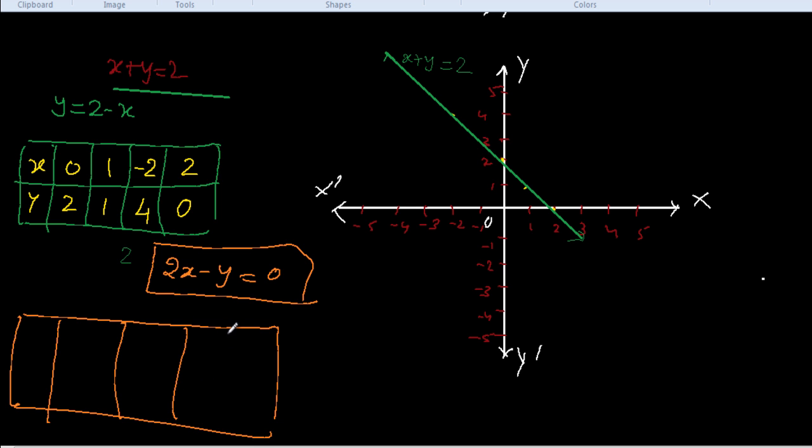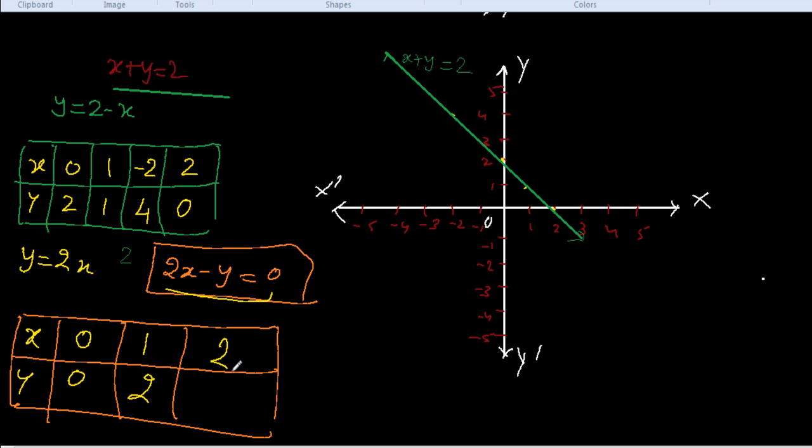Now only 3 points we take here. Now this is x, this is y. So y is equal to 2x here. If we simplify this, y is equal to 2x. If we put x is equal to 0, y is equal to 0; x is equal to 1, y is equal to 2; and x is equal to 2, then y is equal to 4.